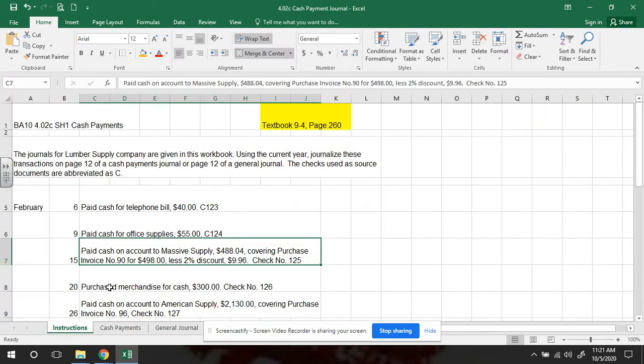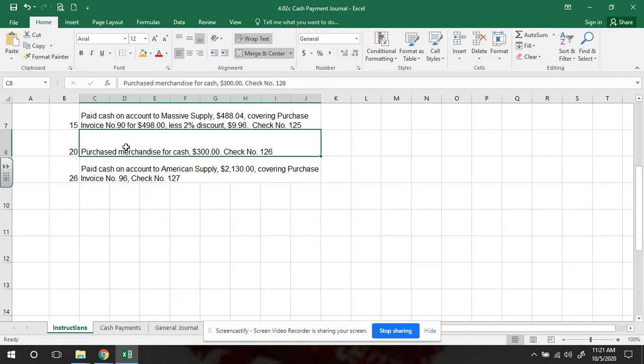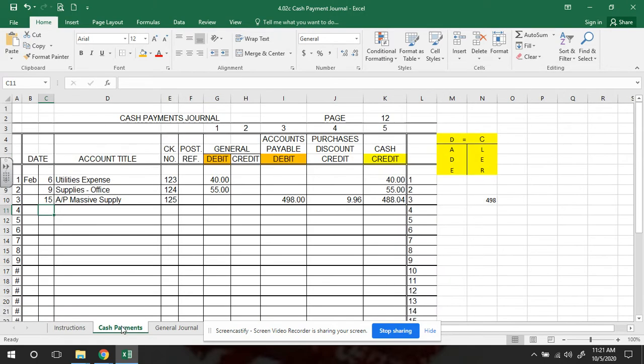The next transaction is on the 20th. Purchase merchandise for cash. Merchandise is always your purchases, as you're buying it to sell to your customers. Maybe you own a shoe store and you've just bought merchandise. You're going to sell this. So you bought shoes for $300.